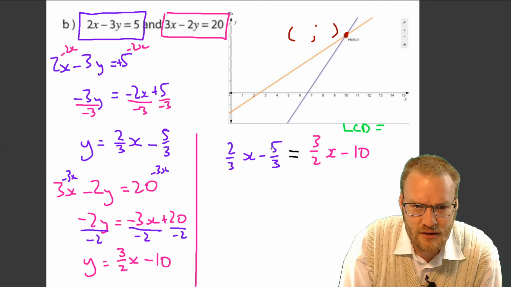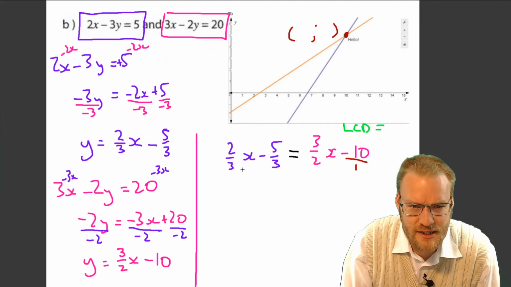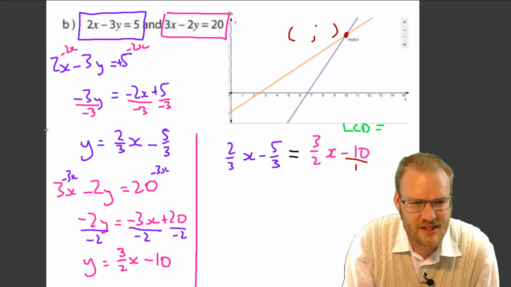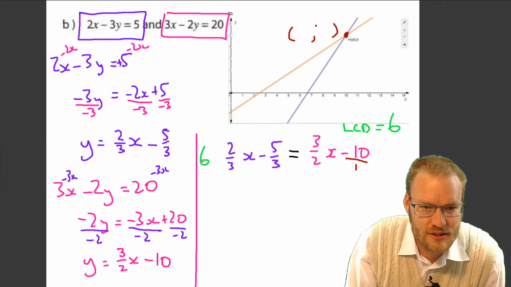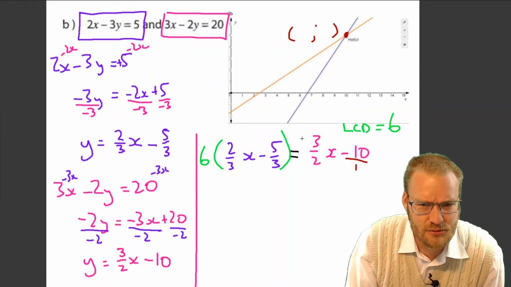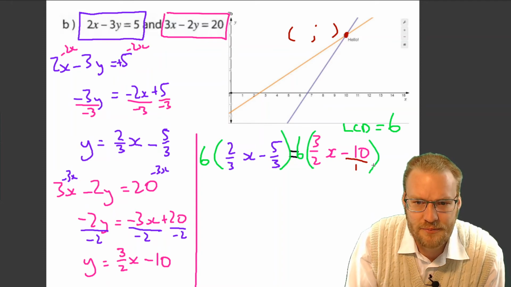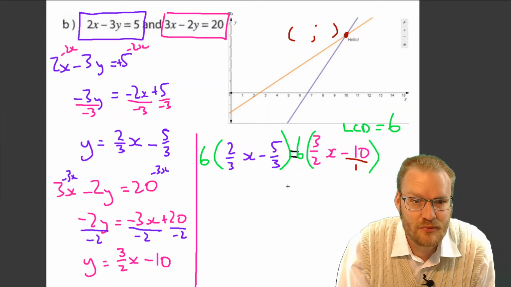So our LCD in this case, well, we've got something over 3, over 3, over 2, over 1. So our LCD must be, what's the lowest common multiple of 2 and 3? 6, I would say. So it's 6. So let's multiply that whole side by 6, as we did when we were doing those Khan Academy videos, and multiply that whole side.